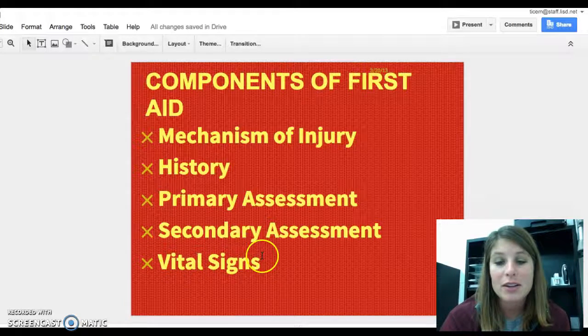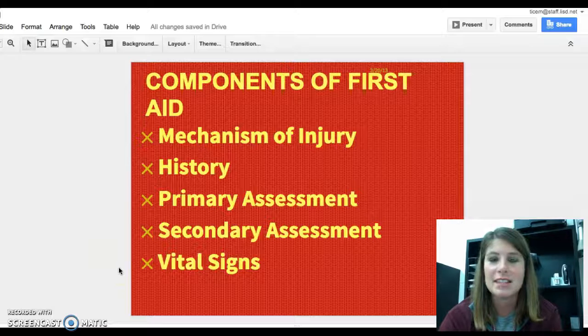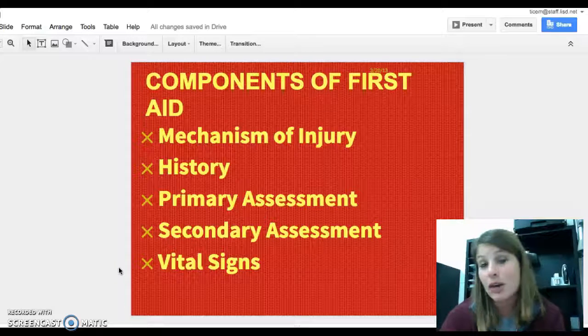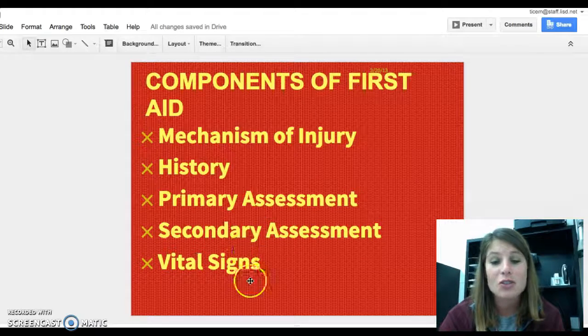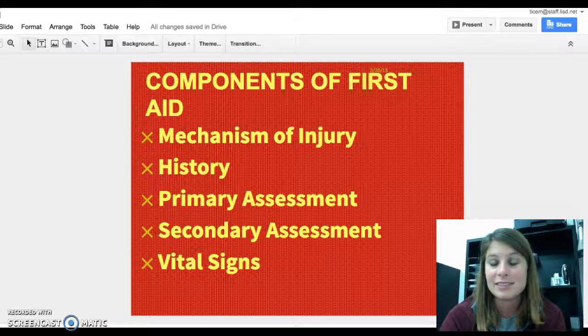Our next term is vital signs. Okay, you guys have all had your vital signs taken when you go to the doctor's, different things like your blood pressure, your heart rate, your body temperature. All those fall under the vital signs definition.